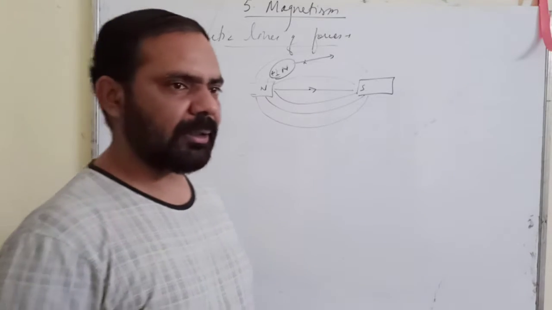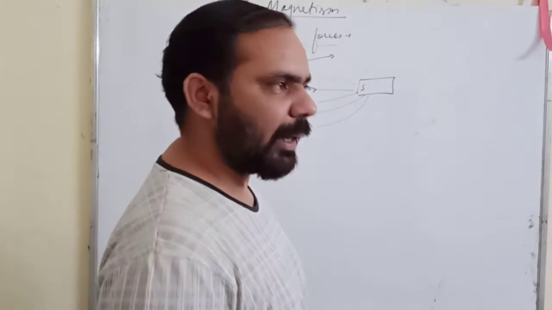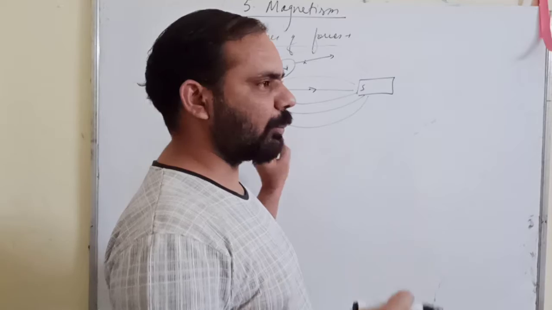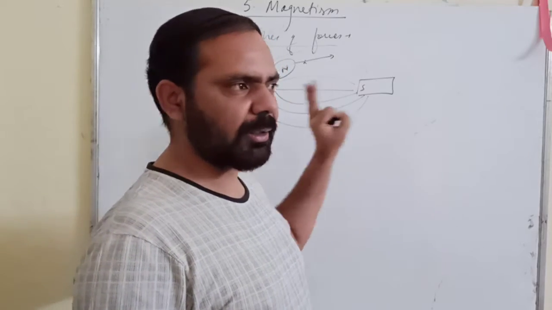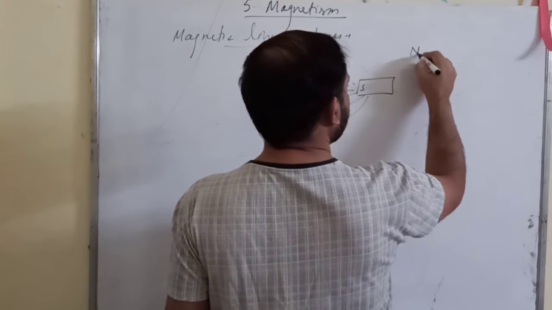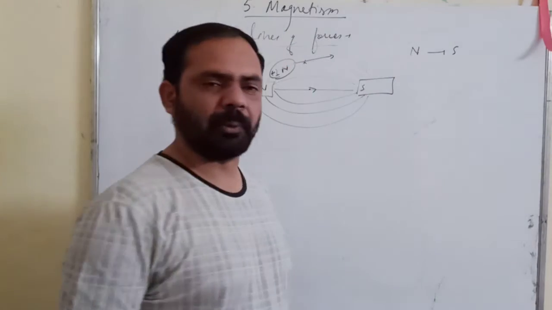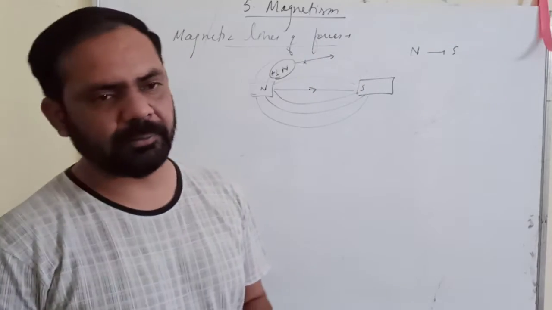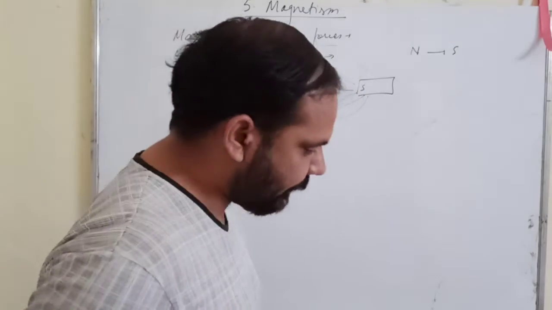Just like electric lines of forces, they also have a fixed direction. Electric lines of forces had a fixed direction from positive charge towards the negative charge. Similarly, magnetic lines of forces have a fixed direction from north pole towards the south pole. They always originate at the north pole and terminate at the south pole.